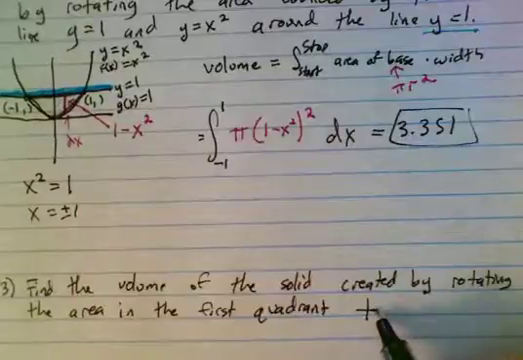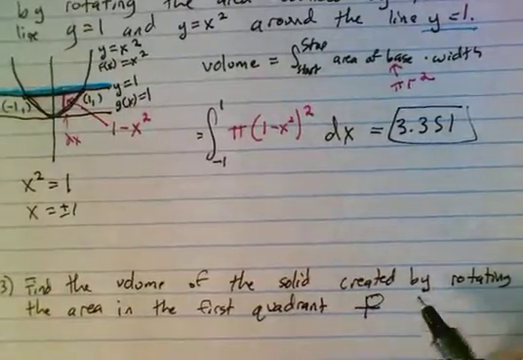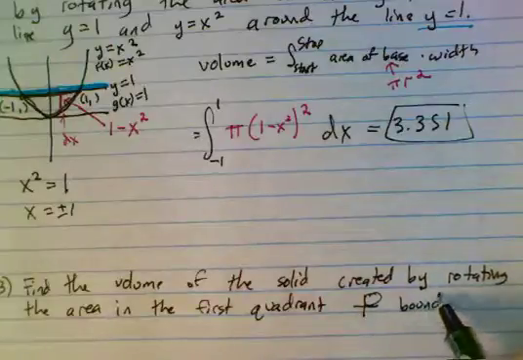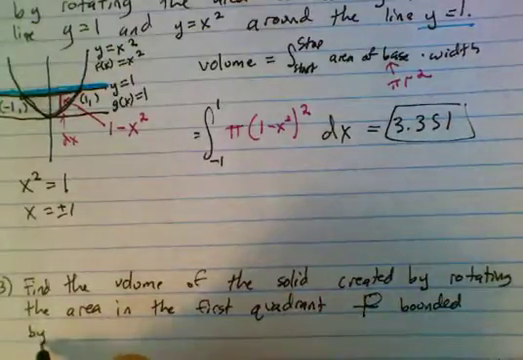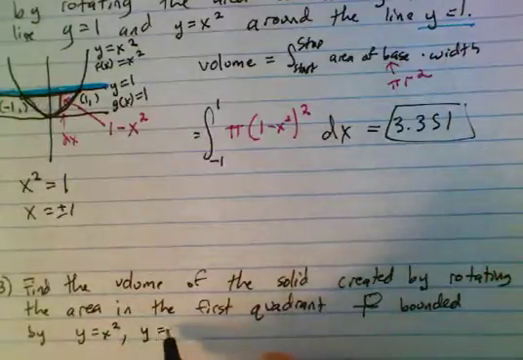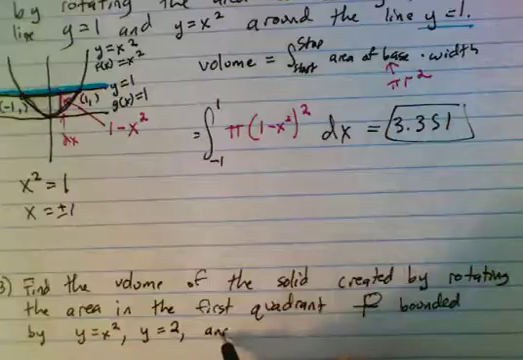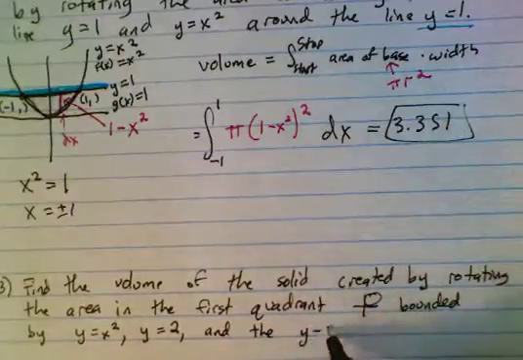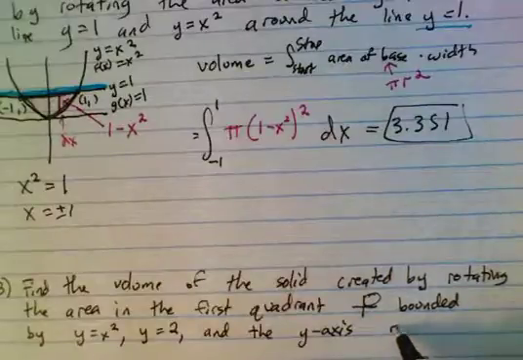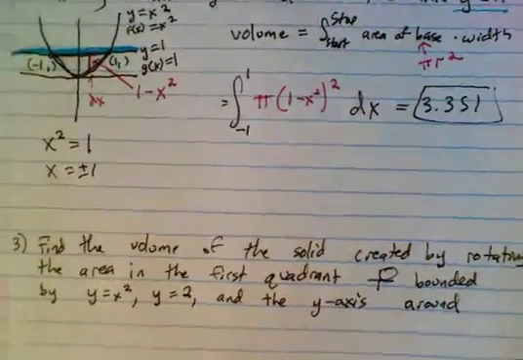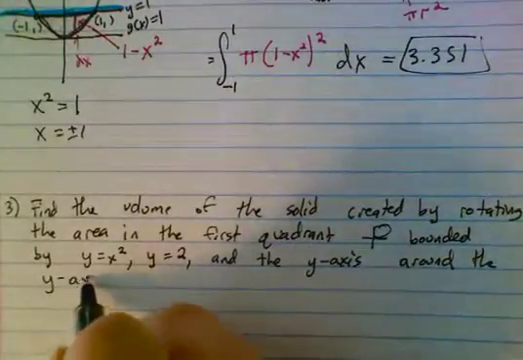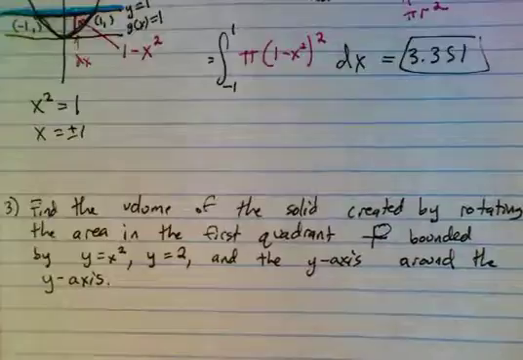So that's right here. Bounded by y equals x squared, y equals 2, and the y-axis. So that's our area. It's going to be rotated around the y-axis.